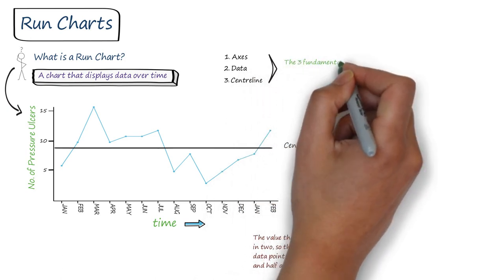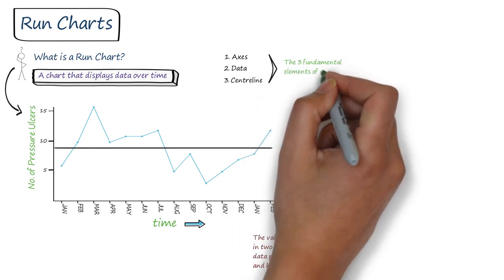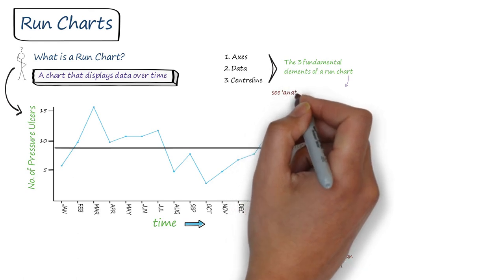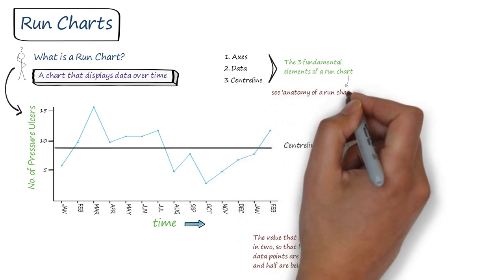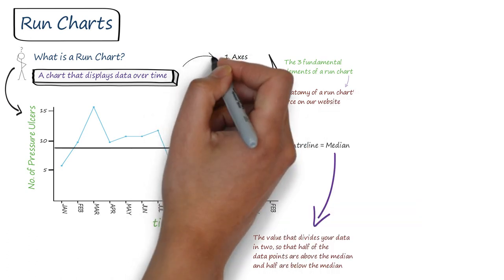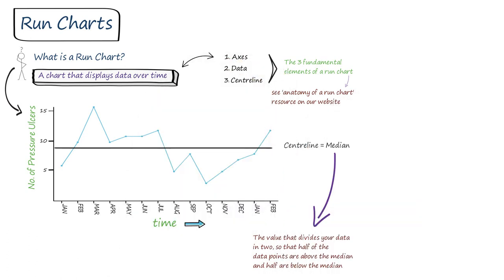Together, these three elements are the fundamental elements of a run chart, and we have a short guidance document on our website called The Anatomy of a Run Chart, which you might also find useful. So when you think of the definition of a run chart, keep these three things in mind.